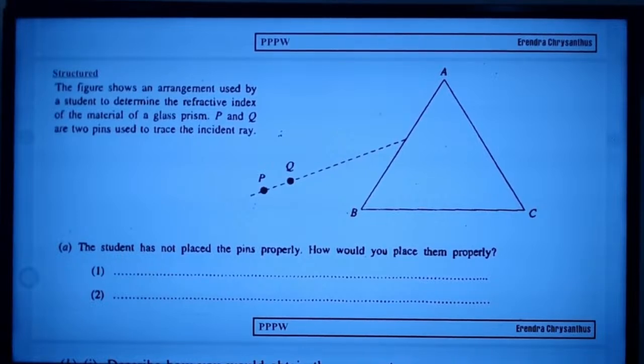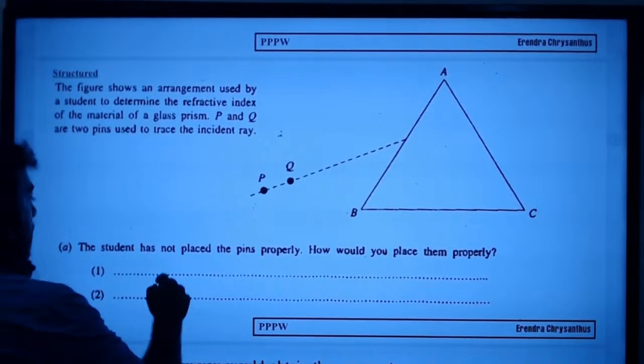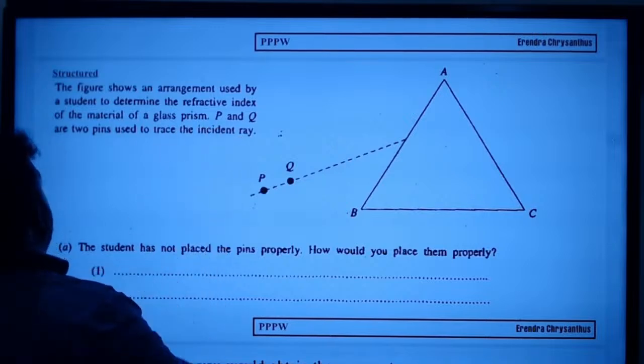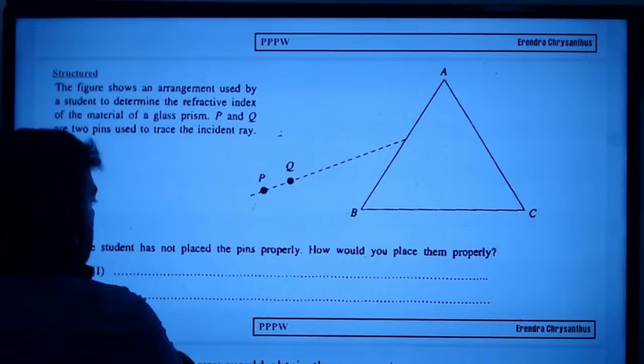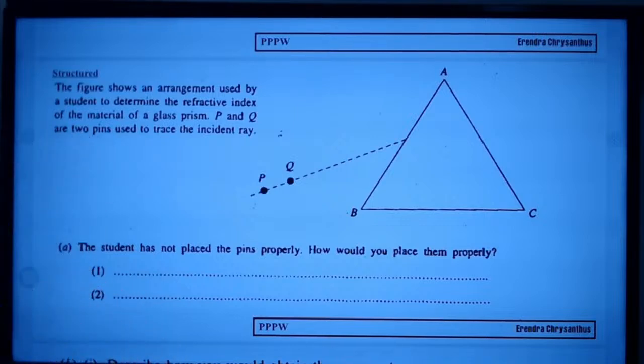Figure shows an arrangement used to find the refractive index. Two pins P and Q are placed. The student has not placed the pins properly. How would you place them properly?